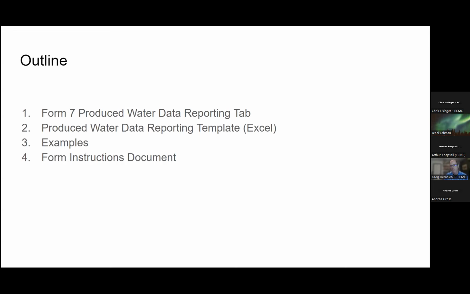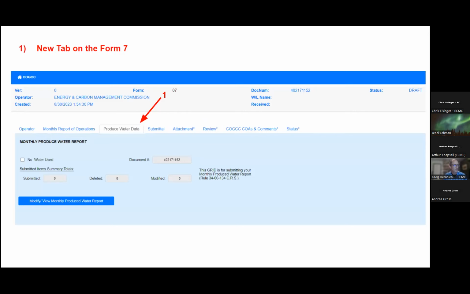We've also made some minor modifications to the produced water data reporting template, though those modifications are really in the instructions. They are not in the individual columns, which are the same as we originally presented in July. Again, I've got some examples of some scenarios, and then I'll walk through the instructions document briefly. So this should look pretty familiar to what's already been presented.